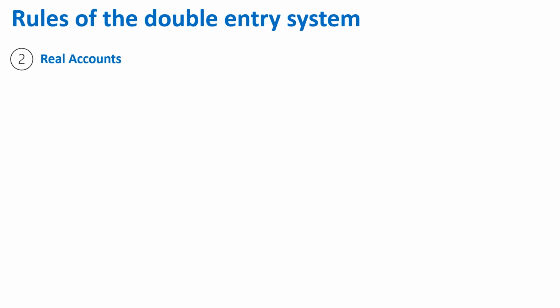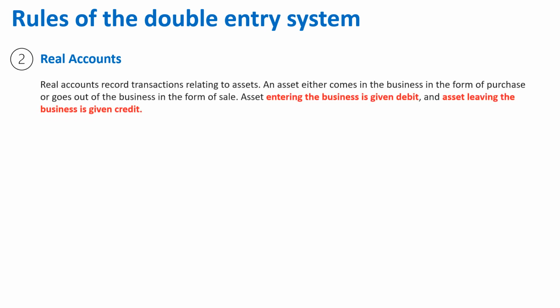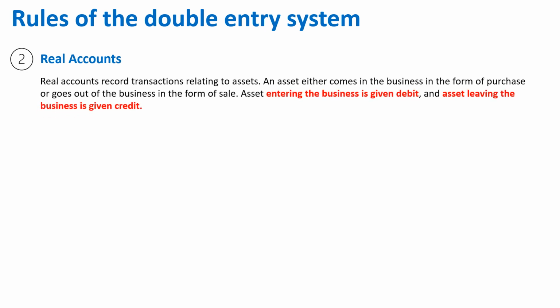Now let's try to understand the rules applicable for real accounts. Majorly for assets, a real account records transactions relating to assets. An asset either comes into the business in the form of a purchase or goes out of the business in the form of a sale. Either an asset will come to the company or an asset will go out from the company. That is very clear logic.